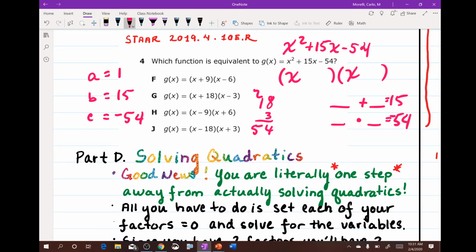Look at how this works. 18 plus negative 3 equals positive 15. 18 times negative 3 equals negative 54. Okay, so look, plus 18 minus 3. There it is. What's the answer? Bingo. That's a star question.